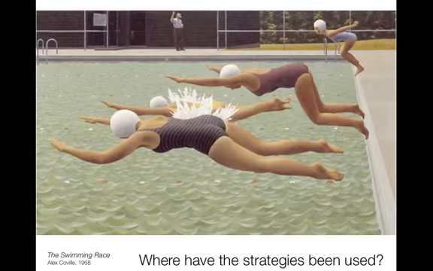So, now it's time to practice. Identify the strategies used to create depth in this image here. And we're going to be taking a look at The Swimming Race by Alex Colville. So what strategies have been used of the 6, and where have they been used in the artwork?